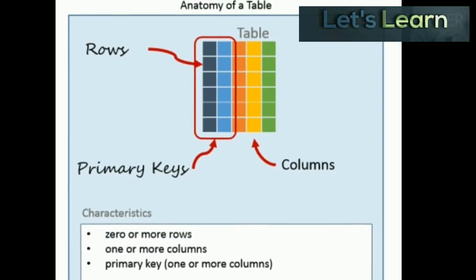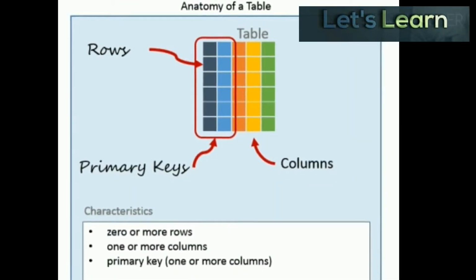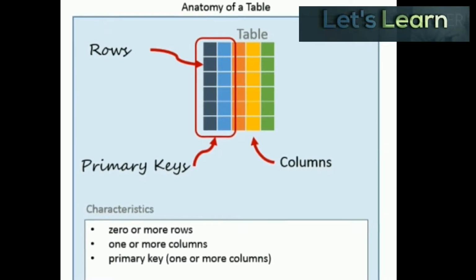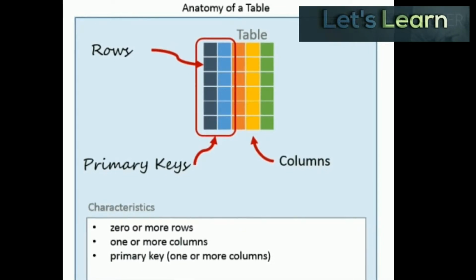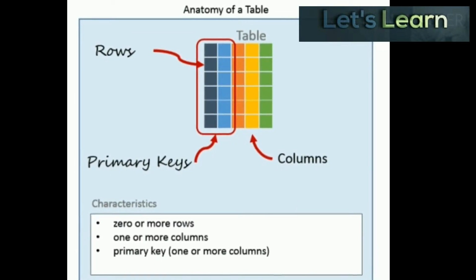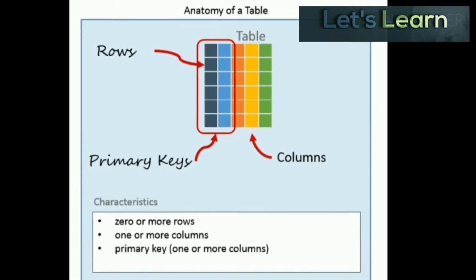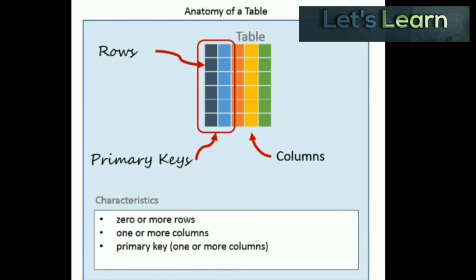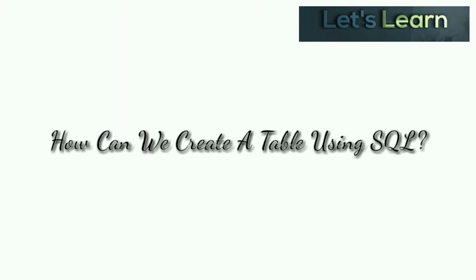So here you can see the table consists of rows and columns. Rows are the horizontal cells and the columns are the vertical ones. It consists of a primary key, which is a unique ID. We will be checking that in later videos. So let's see how we can create a table using SQL.